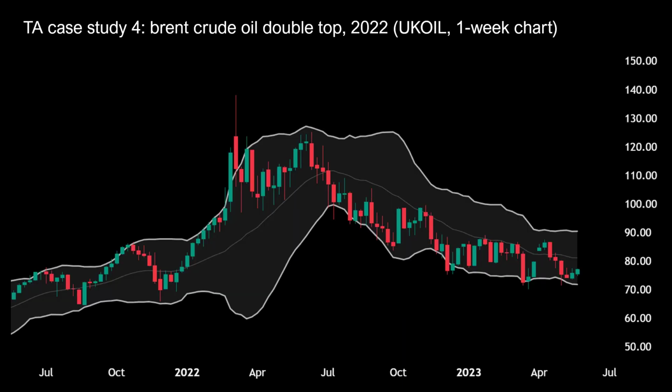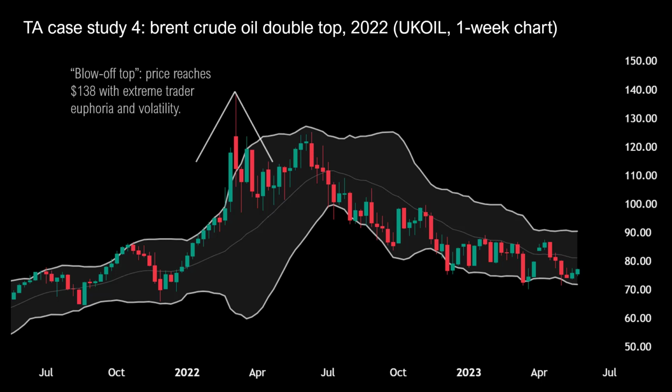Our fourth case study is on Brent crude oil and its double top in 2022. This is ticker UK Oil and it's the 1 week chart. So in late 2021, early 2022, oil prices were on fire. There were many issues going on with global oil supply, and traders were speculating that the oil supply shortage would cause prices to go much higher. And then what happened in early 2022 is you had this blow-off top, where the price reached $138 a barrel with extreme trader euphoria and volatility.